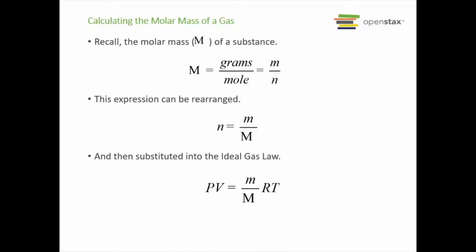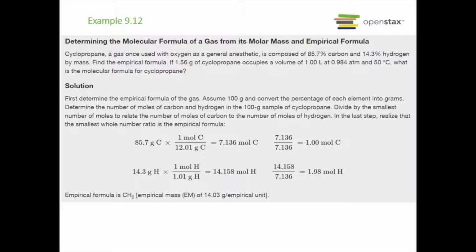So I kind of already showed this, but we can also relate all of this to molar mass. We looked at this already. PV equals mass divided by molar mass times RT. And we can use that for this next example.